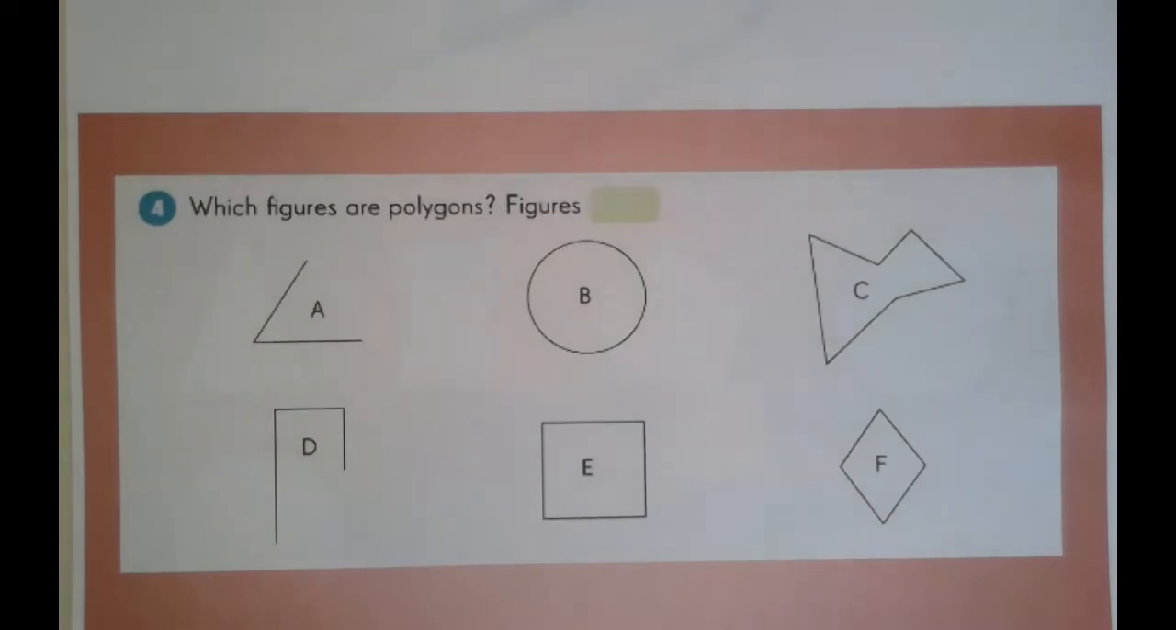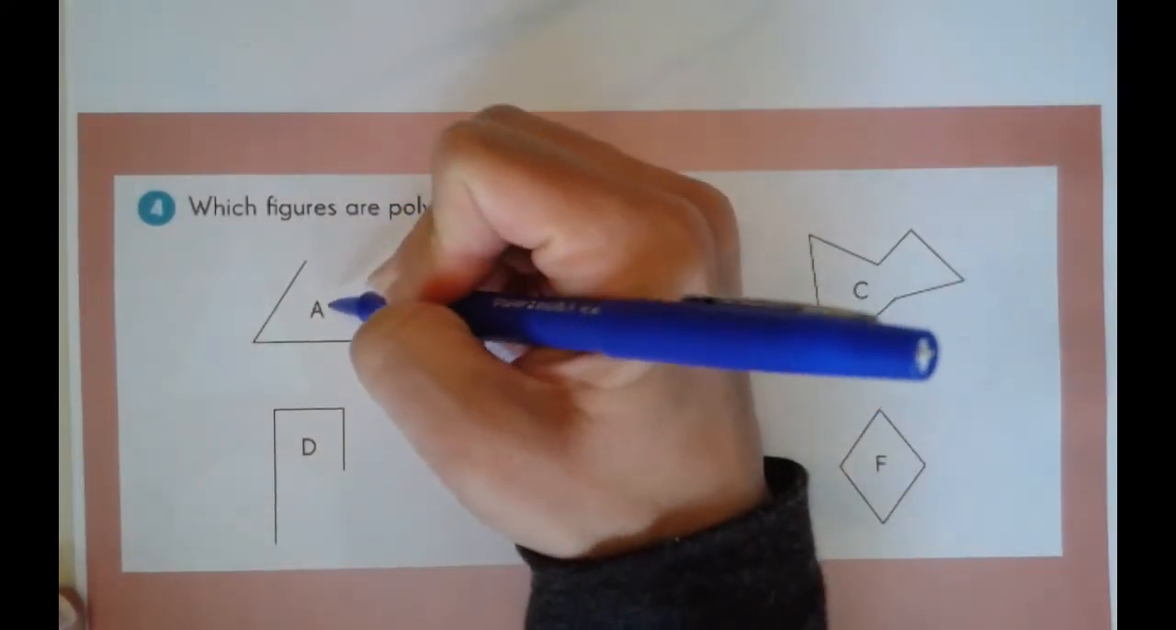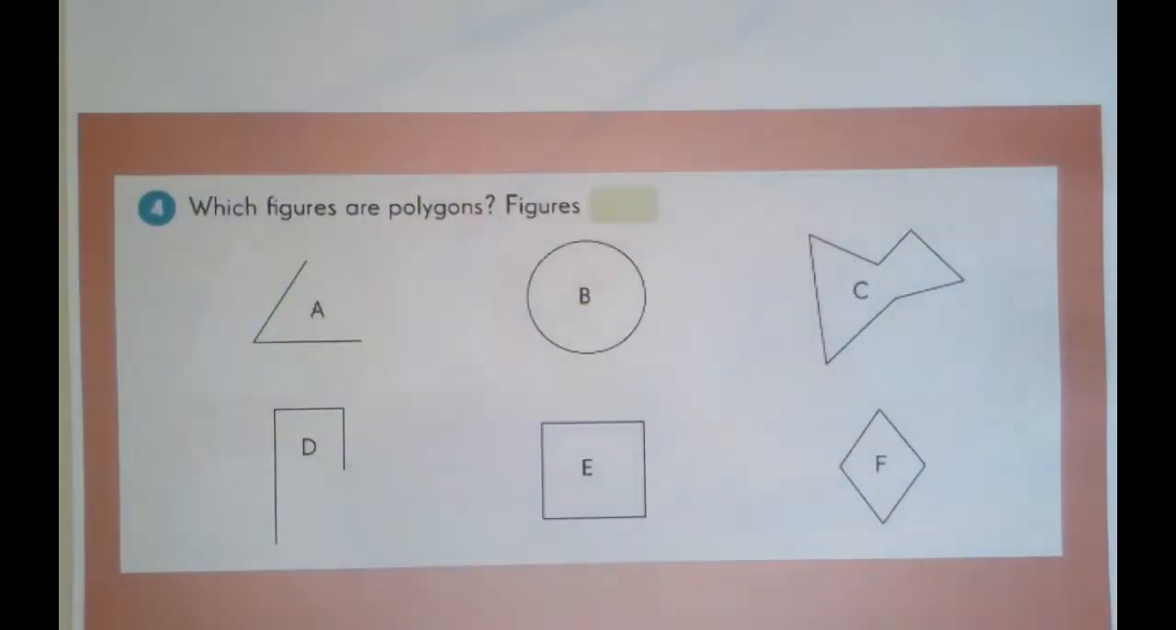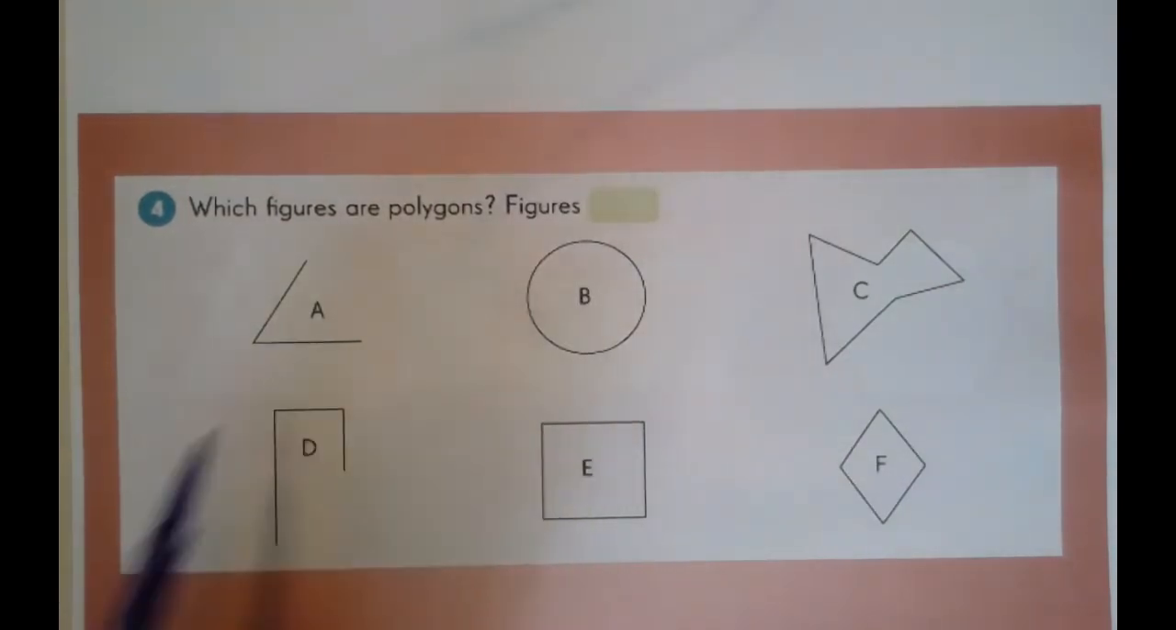Pause the video if you need more time. Okay. Figure A. You should not have put a check mark next to it. It is not a polygon because it's not closed. Remember, in order for it to be a polygon, it has to be a closed plane figure with all straight sides. This is not closed. It is not a polygon.